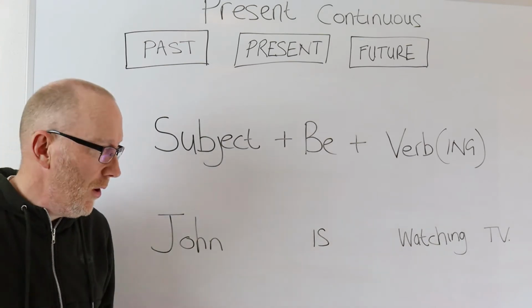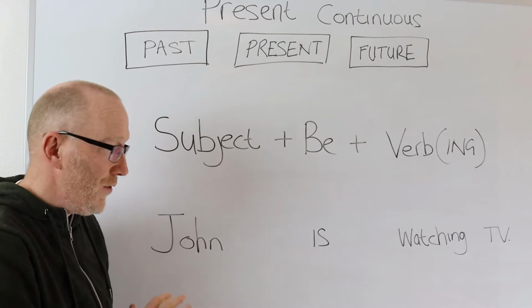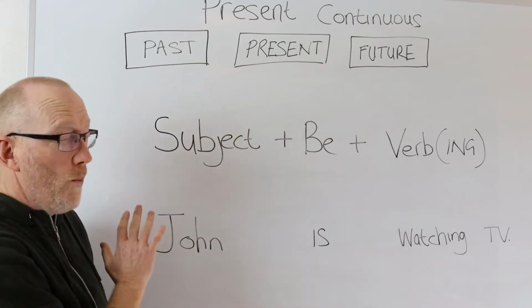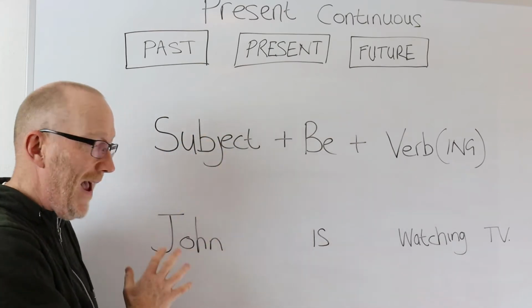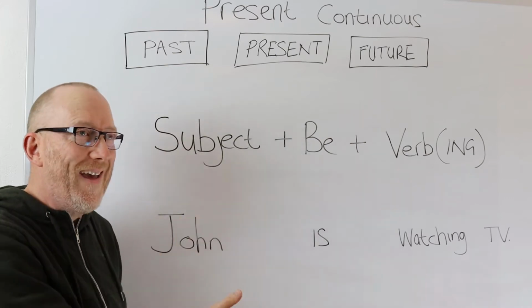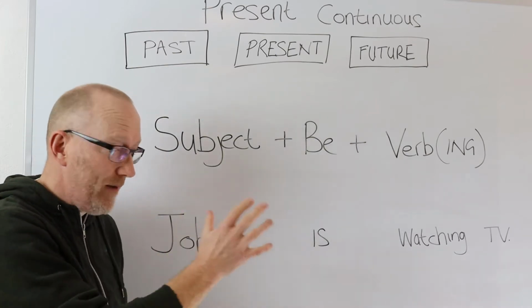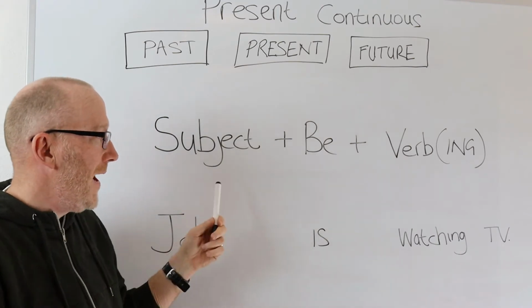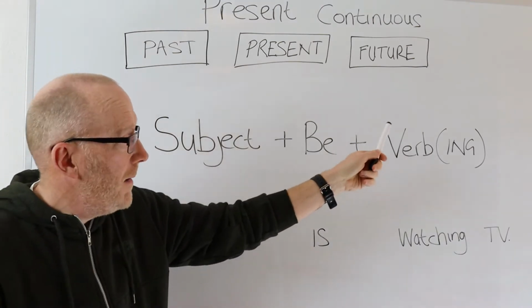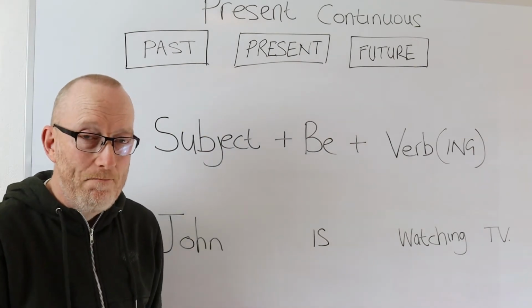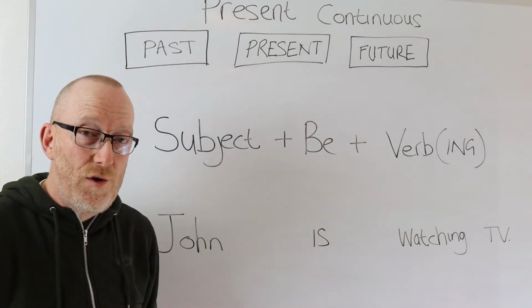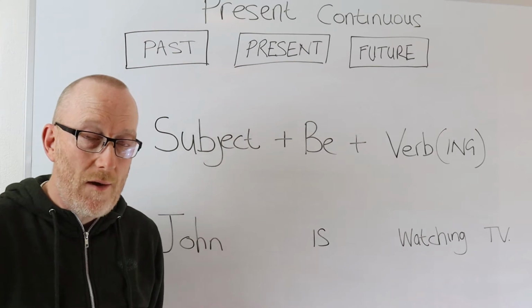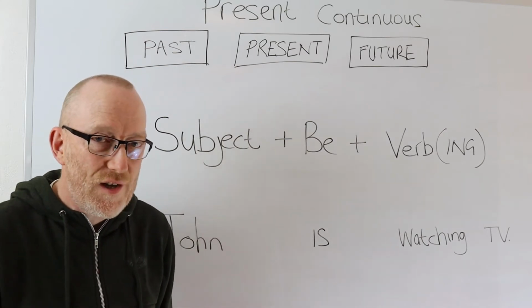Very, very simple, but I just wanted to make sure that we all understand what the present continuous is and how we create the correct form. John is watching TV. Subject plus the verb be plus your main verb in its ing form. Now, let's move on to the first of the 3 reasons why we use the present continuous.